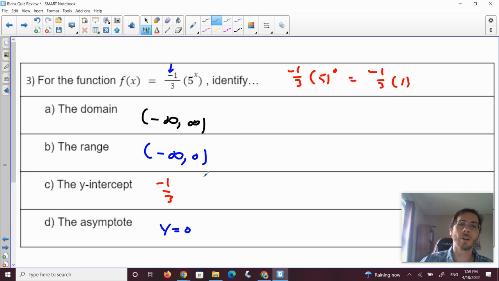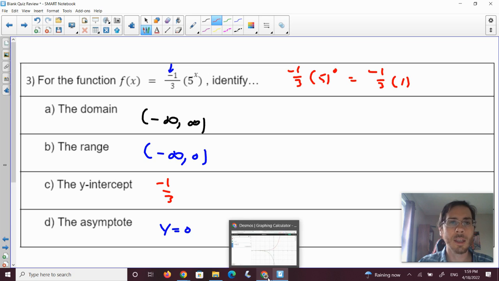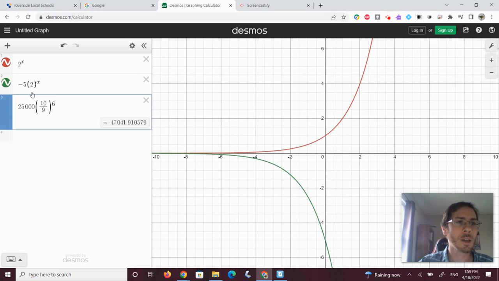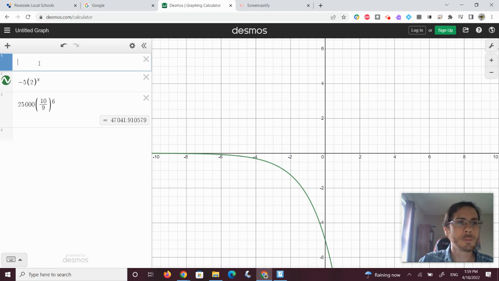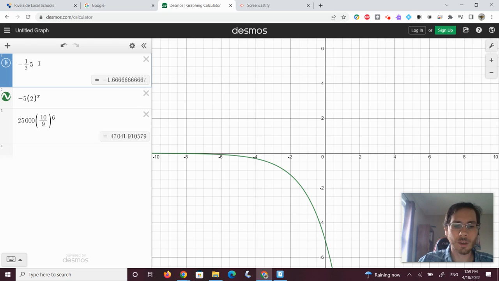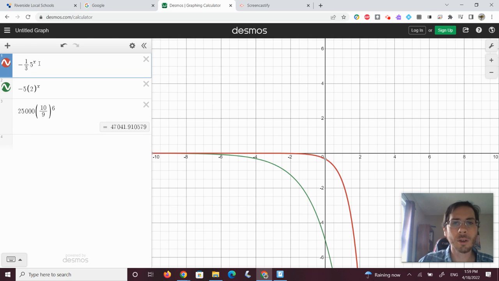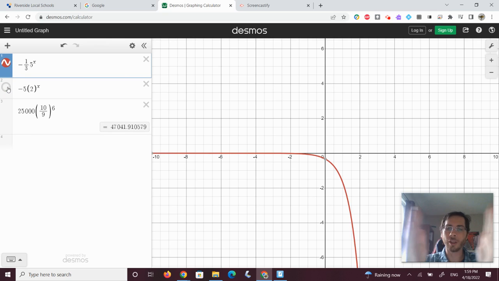And so that's it. If I want to double check it, I can graph it. So we got negative 1/3, 5 to the x power. And we can see, yeah, it's going to go on forever in the left and right direction. So that's the correct domain.